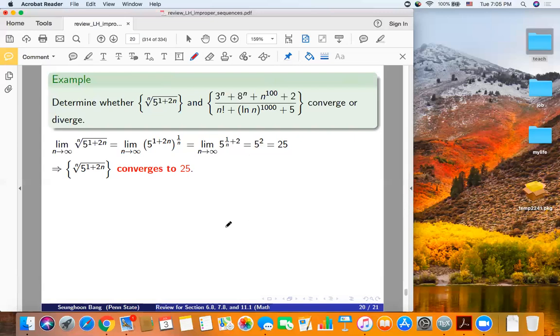So when you have the 1, this is the next one. We think about this problem: the nth root of 5. Does it converge or diverge? What do you think?